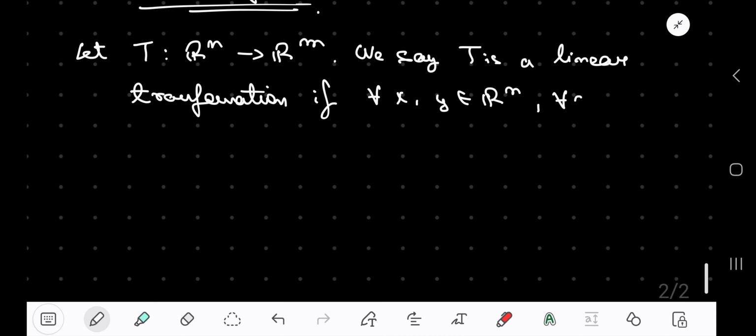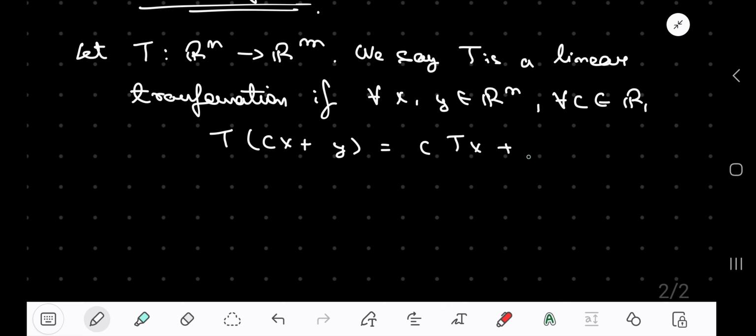And for all c coming from R, I have T of cx plus y to be c times Tx plus Ty. Or more specifically, let me add one more scalar here. So for all c, d in R, T of cx plus dy is c times Tx plus d times Ty. So whenever we are adding two vectors and taking their image, it's like taking the image of each of the vectors first and then adding them up, and taking the scalar multiplication of the image of a vector is the same as taking the image of the scalar multiplication of that vector.